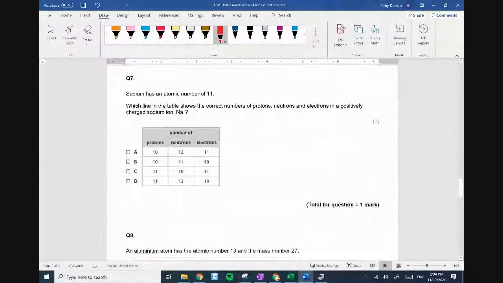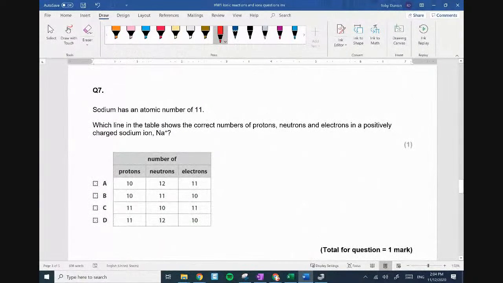Okay, next. Sodium has the atomic number. Which line correctly shows the protons, neutrons, positive charge on a sodium ion? Right, atomic number 11. So we find that on our table, 11 and 23. Yeah.